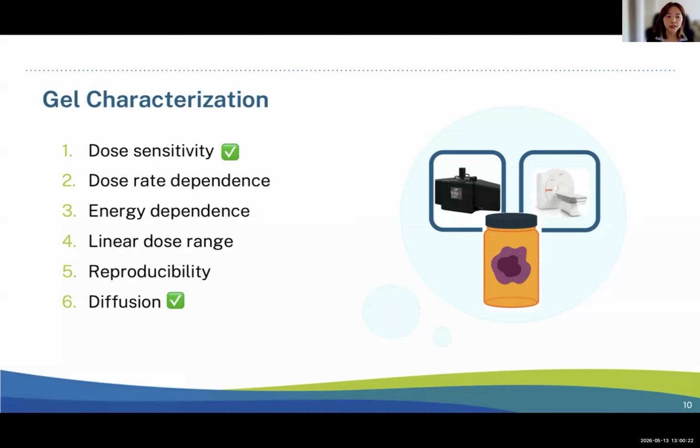Dose sensitivity describes how strongly the gel responds to radiation, while diffusion describes how much the radiation-induced signal spreads over time after radiation, which can reduce spatial accuracy. I'll come back to these two characteristics later and show how they were integrated into the optimization process to determine the optimal gel formulations for both imaging modalities.